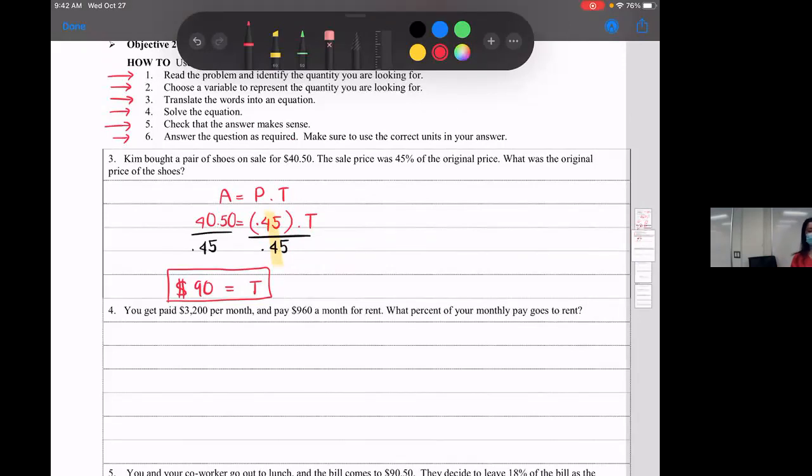Number 4, you get paid $3,200 per month and you pay $960 a month for rent. What percent of your monthly pay goes to rent? Is it 8,300? No, wait, it's T.